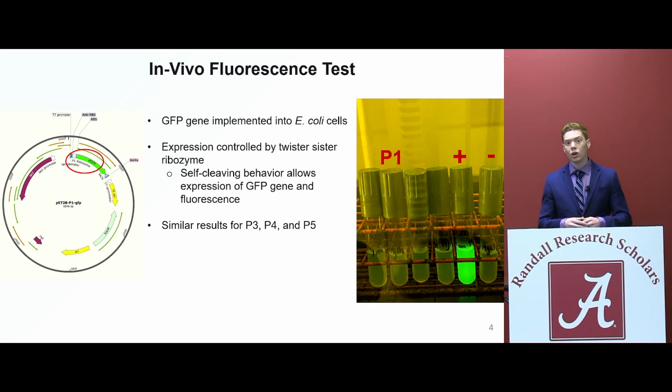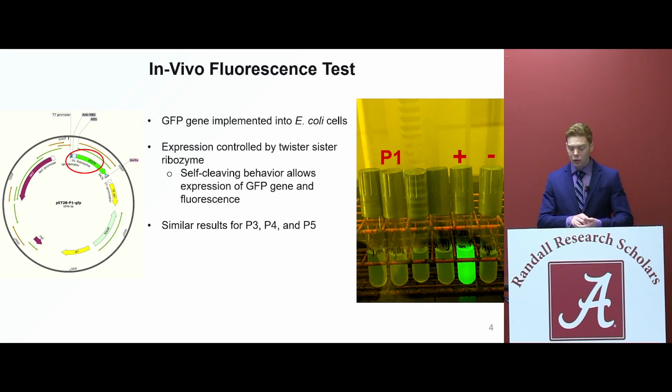And if you look in the red circle, you can see in this example, the P1 ribozyme is implemented into the plasmid just before the GFP gene. The expression of this GFP gene is controlled by the twister sister ribozyme, with self-cleaving behavior allowing for the expression of the GFP gene, which will actually produce the fluorescence that you can see in the image on the right.